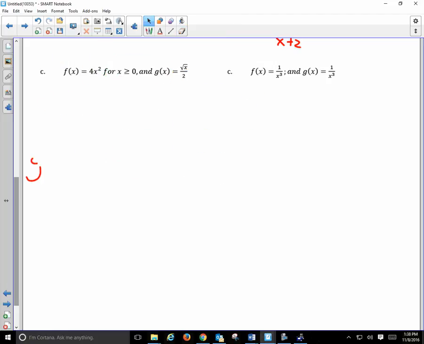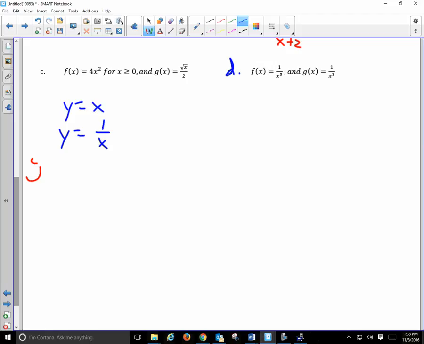Last example. It's written as C, should be D. What do you notice about these two functions? They are the same. Do you think it's possible that two functions could be the same and yet be inverses of each other? Y equals x is an example. Y equals 1 over x. In fact, there are an infinite number of examples where the inverse is itself. So just because you see that they're the same doesn't mean you can say, well, that's not possible.